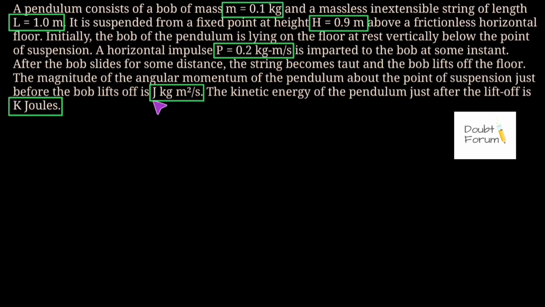So one thing which we have to keep in mind is that the value of J is just before the liftoff and the value of K, or the kinetic energy, is just after the liftoff. So let's draw the diagram for this question. Suppose this is a frictionless horizontal surface. This is a fixed point, or the point of suspension of the bob, and let's assume this is a string. And this is the bob of mass equals 0.1 kilogram. This height is given to us as 0.9 meter.